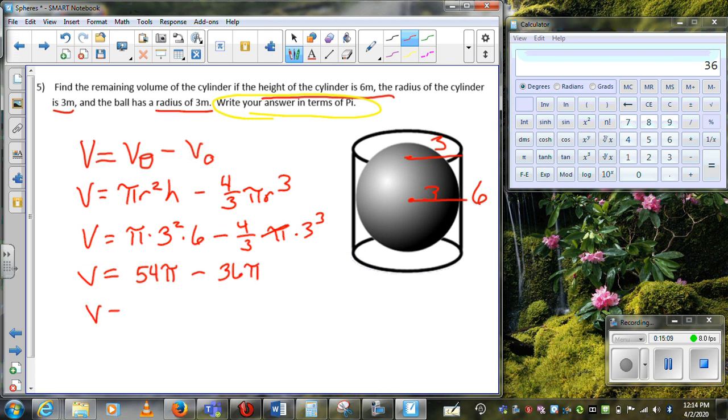And now, because they both have a pi symbol on them, they are like terms. They're like terms because they both have the same pi symbol on it. If one had a pi symbol and the other didn't, we couldn't do this. So now I'm just going to do 54 minus 36, and that's 18. So my answer here is 18 pi, and that is going to be meters cubed.